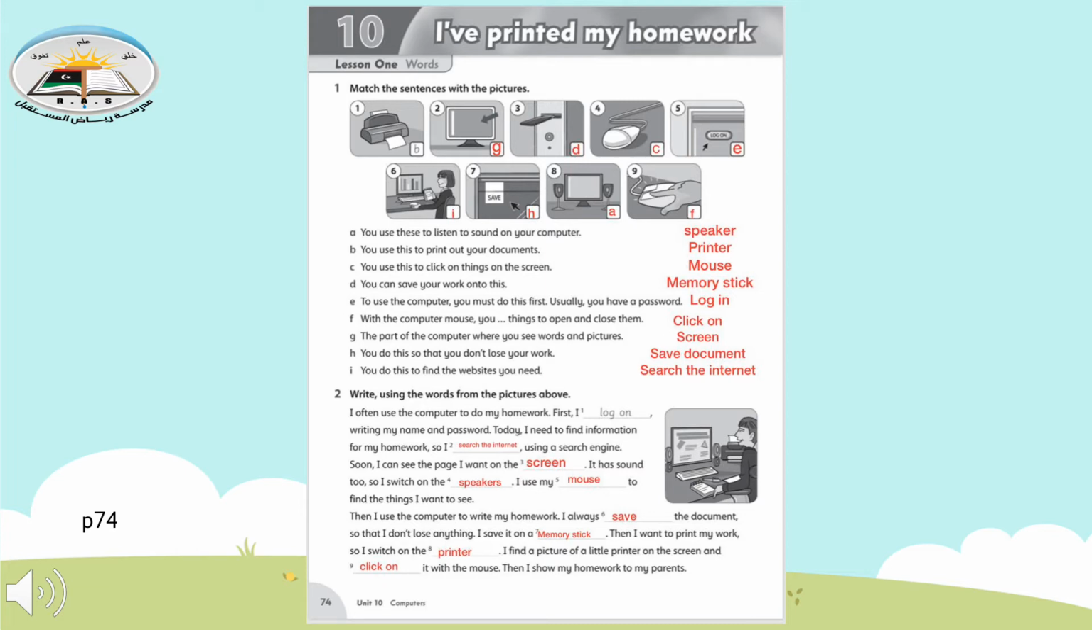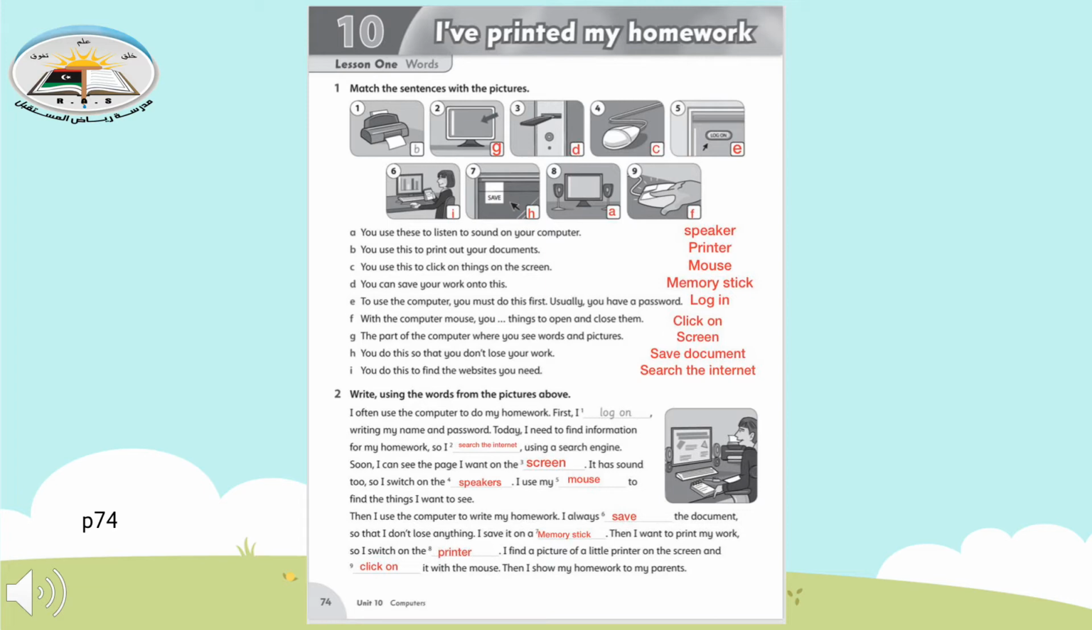Then we have C. You use this to click on things on the screen. Now, what do we use to click on things? We use a mouse. So C matches picture number 4. Write C next to picture number 4.